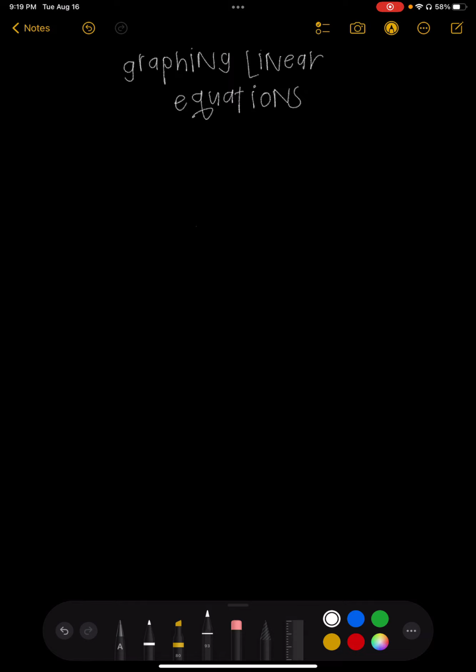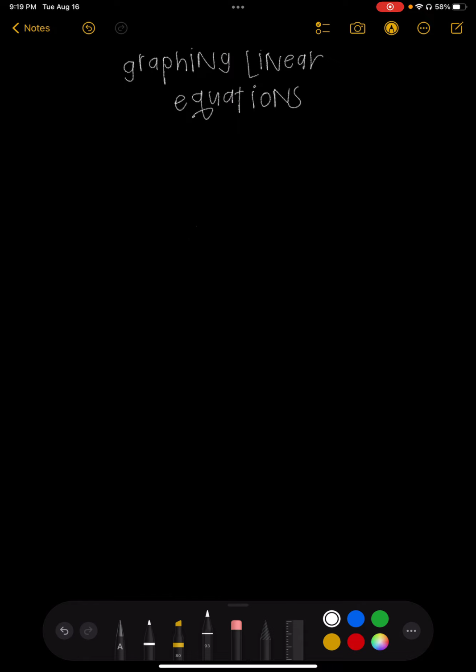Hello again, everyone. So now we're going to be talking about how to graph linear equations. When we're graphing linear equations, we can graph them when they're either in standard form or slope-intercept form. So we'll go through examples in both cases. It is easier to graph them when they're in slope-intercept form. So sometimes what we'll do is just convert the standard forms to slope-intercept forms before we graph them.